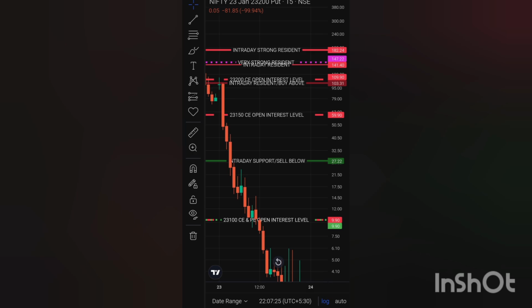The 23,100 CE and PE open interest levels at 9.90 acted as a magnet for the price, as we can see it consolidating in that range toward the end of the day. So, what do these charts tell us?